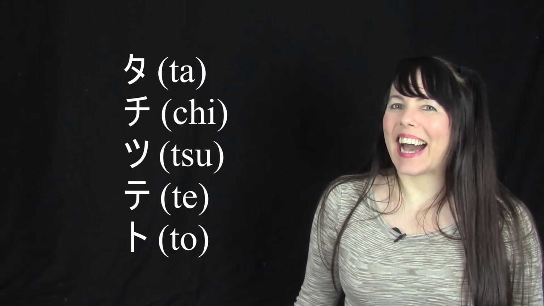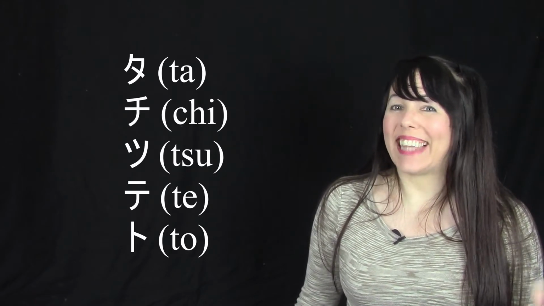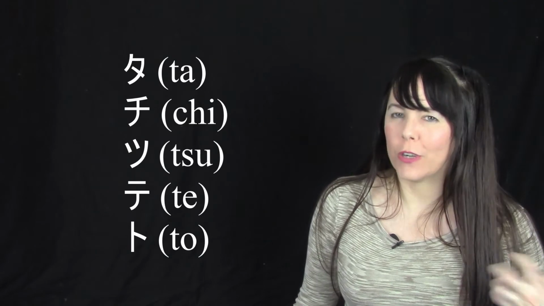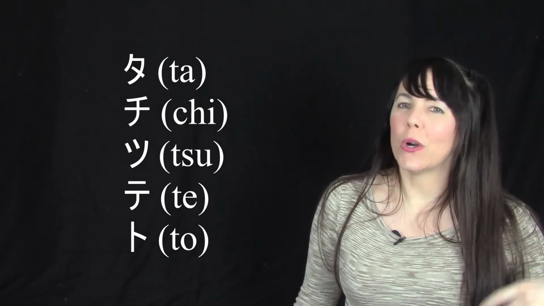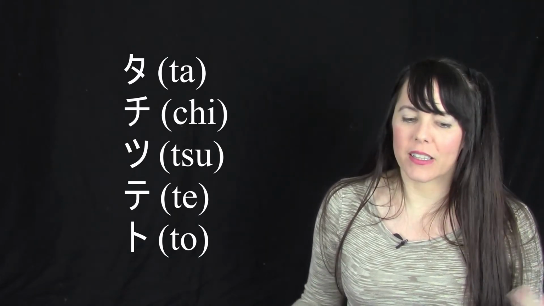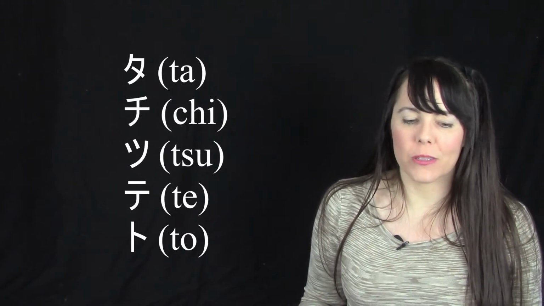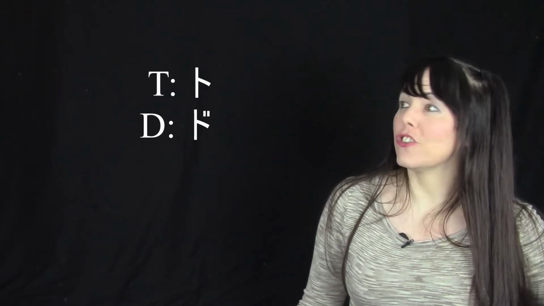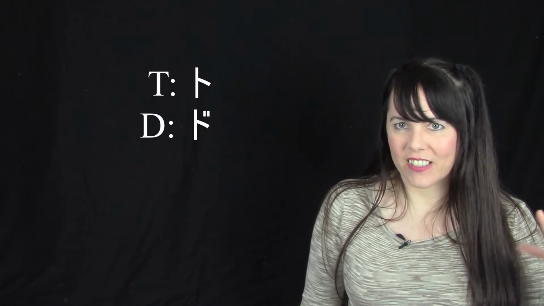You may notice that the consonants T and D were left off of the list, and that's because in the alphabet, for that line, ta, chi, tsu, te, to, they don't have tu or du. It's tsu or zu, basically, for those rows and columns. So instead, for t and d, in katakana, to and do are used. That's an exception to the rule.